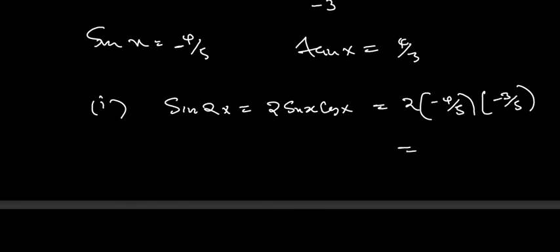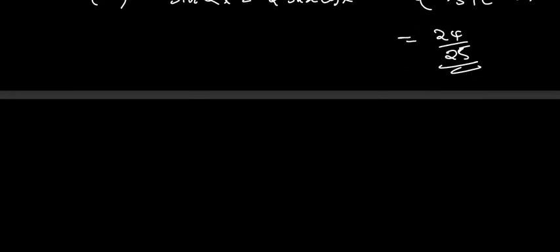This is going to leave us with, is it a 24 over 25? That's what we should get. Hope this is okay. The next one is asking us to get cos 4x. Part 2, they're saying cos 4x.